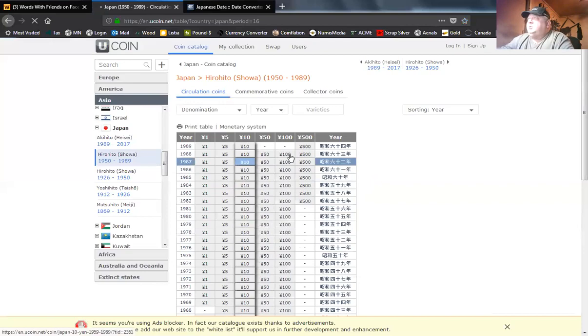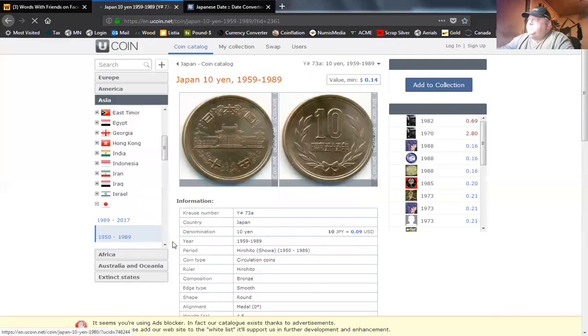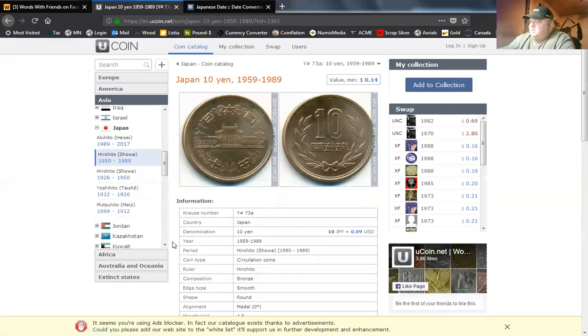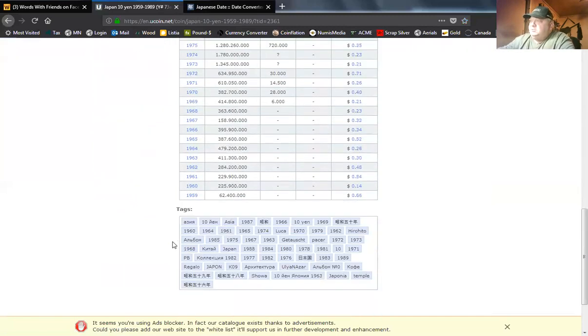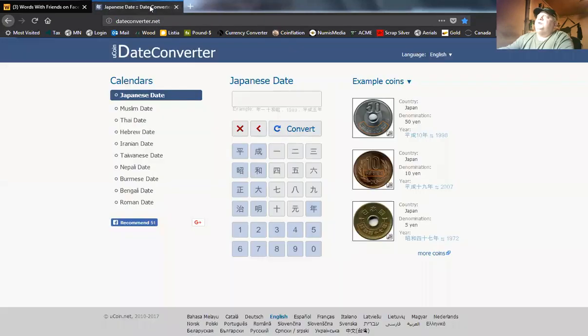But yeah, I sent him this link right here for his viewing pleasure. This is what it would look like. Of course, very nice shape there, not what it looked like when it came out of the ground. It's bronze. They made them from 1959 to 1989. Okay, and then the reason how I got the date, we're going to go to that right now.